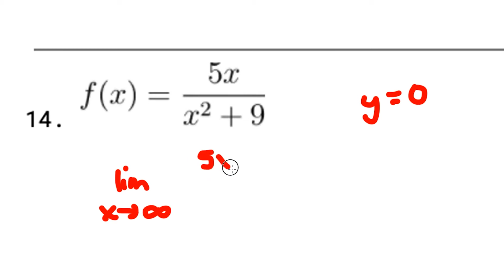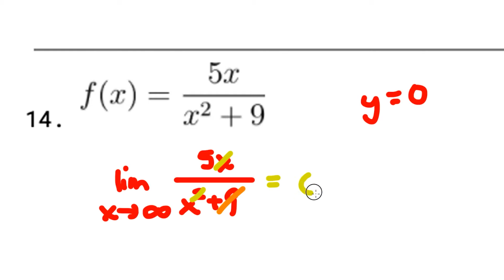X is going to infinity. We have 5x over x squared plus 9. That 9 is meaningless because we're going to infinity. We can divide the top and the bottom by x, so this one's just 5, and this one's just x on the bottom. We have 5 over x. If you had 5 pizzas divided by infinitely many people, everyone basically gets nothing. So your answer for this one should be y equals 0.